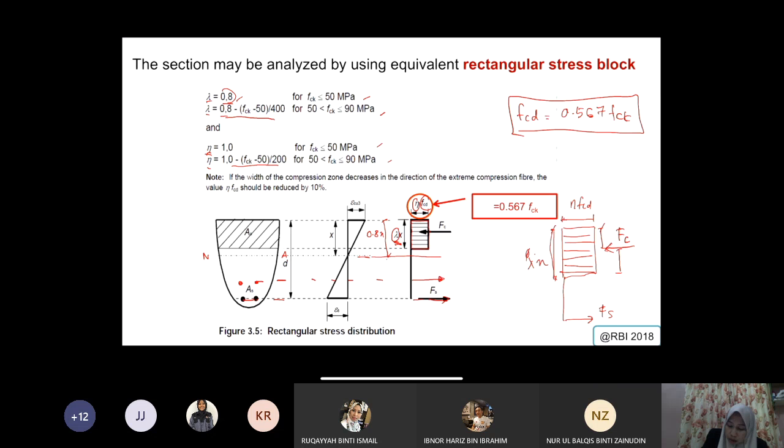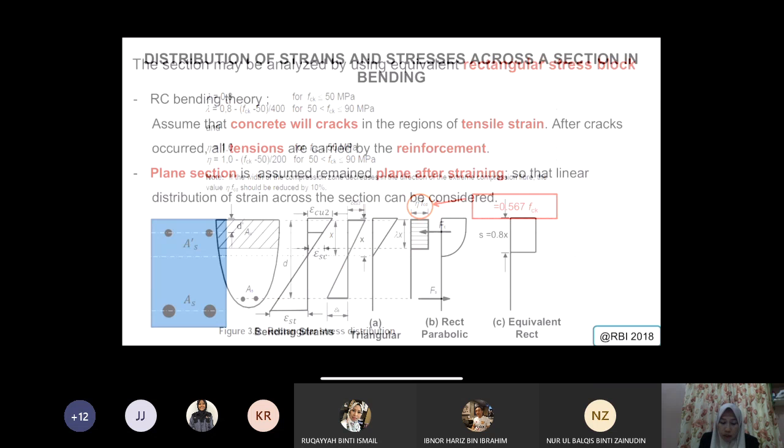I think we covered this in your RC as well. So this is the stress block, and this is the strain block. The strain block is drawn according to the neutral axis, meaning it must cross the neutral axis, and then you get the actual triangle. Here is the limitation of your concrete strain, and this is the limitation of your steel strain.